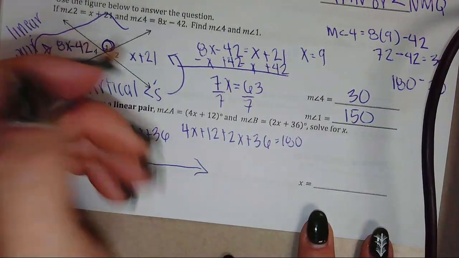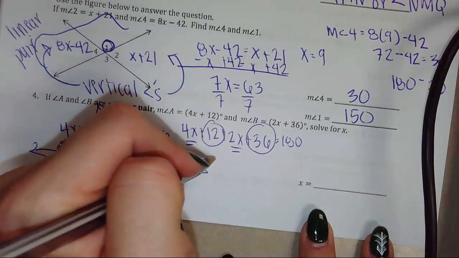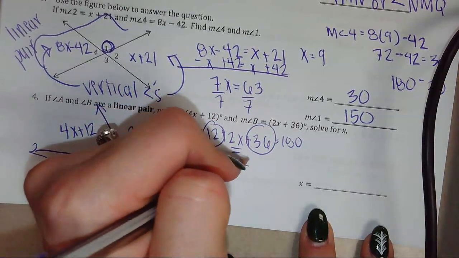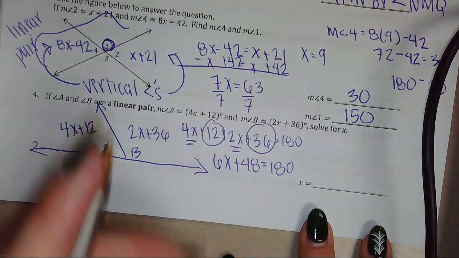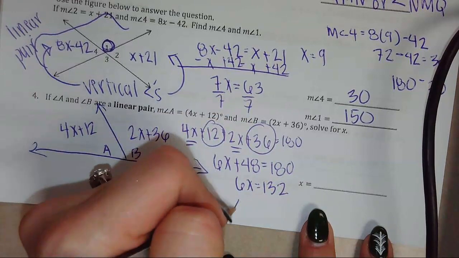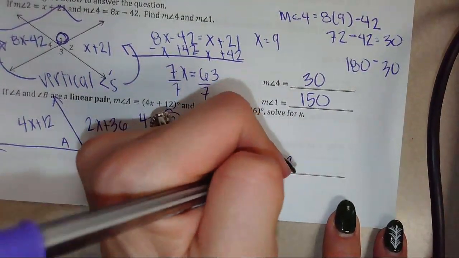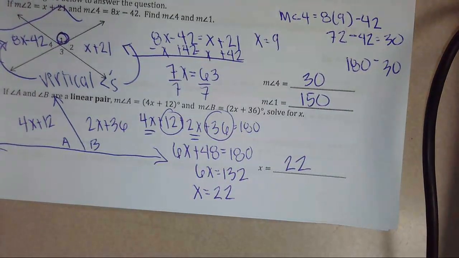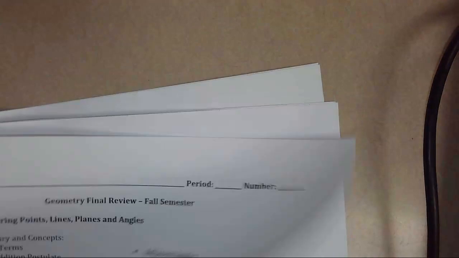All right, I'll kind of combine like terms right now, and I will get 6x plus 48 equals 180. I'll subtract 48 from both sides and get 6x equals 132, and x equals 22. Perfect. Okay, moving right along to number 5.